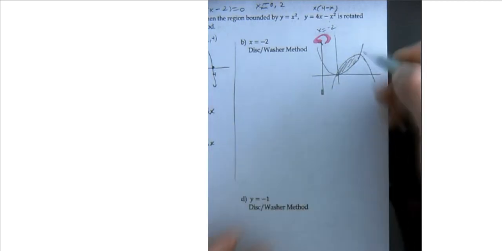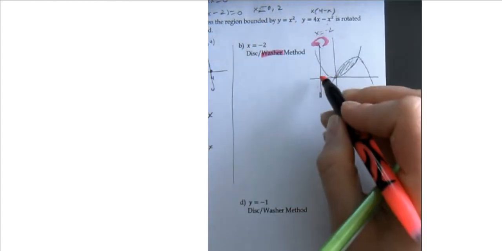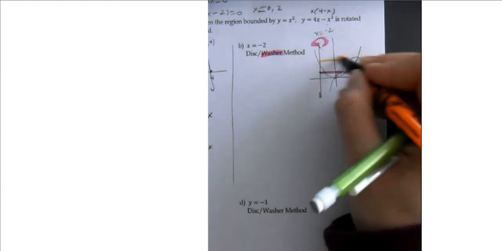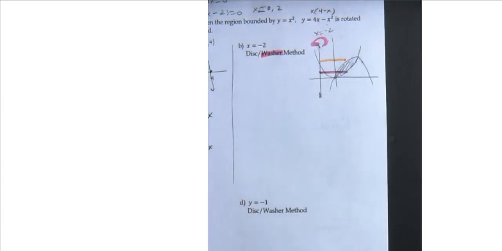Okay, so you have this void here, and because we have the void, we know that it's going to be washer. You put your marker on the line of rotation, and you go to the curve furthest away. Do the same thing here, line of rotation, closest curve. So what it's doing is it's taking everything and taking out the dead space.